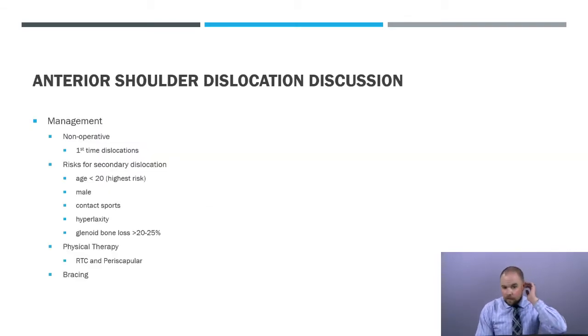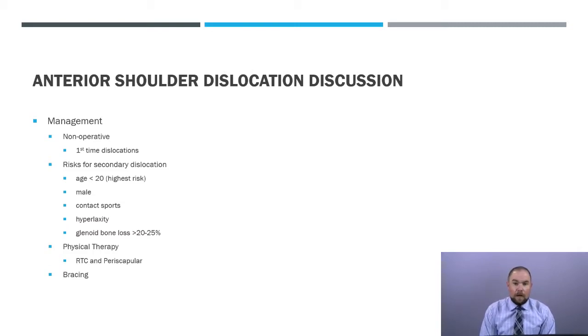So as far as management goes, we do talk about non-operative and operative management. So typically with a first-time shoulder dislocator that doesn't have any radiographic signs of a fracture, you can typically treat these non-operatively. So you'd rehab the shoulder and get their strength back and return them to play. Potentially, some people put them back in braces so they have less chance for secondary dislocation. And some people return without need for that.